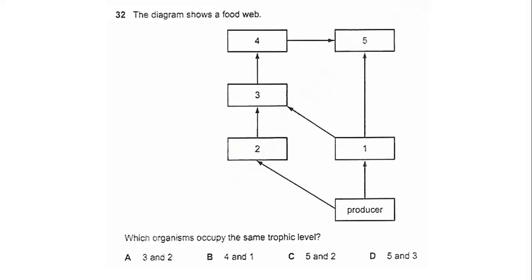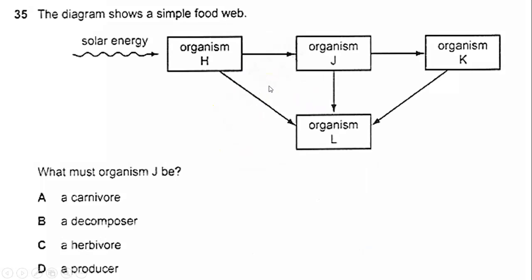The diagram shows a food web. Which organisms occupy the same trophic level? So you're going to divide this food web into 2 food chains and write the trophic levels. Here is first trophic level, second, and then third. And here, this is the first, second, third, and then fourth. So now the 2 organisms occupying the same trophic level will be 3 and 5. It's trophic level 3, and here it's also trophic level 3.